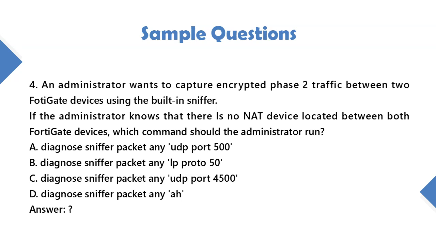4. An administrator wants to capture encrypted Phase 2 traffic between two FortiGate devices using the built-in sniffer. If the administrator knows that there is no NAT device located between both FortiGate devices, which command should the administrator run? A. diagnose sniffer packet any 'udp port 500'. B. diagnose sniffer packet any 'ip proto 50'. C. diagnose sniffer packet any 'udp port 4500'. D. diagnose sniffer packet any.